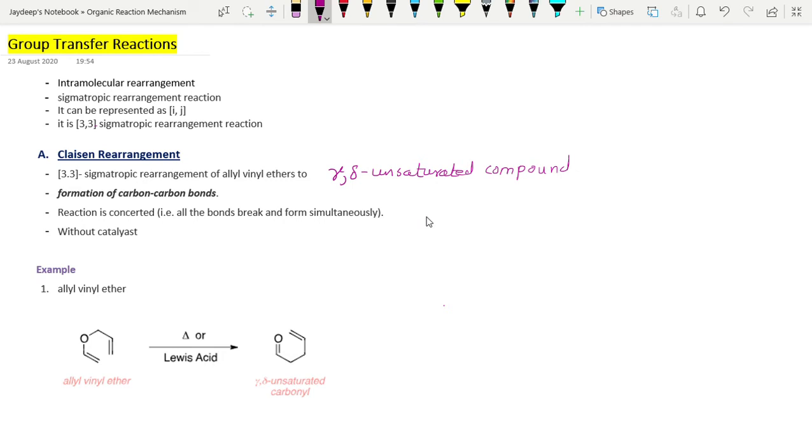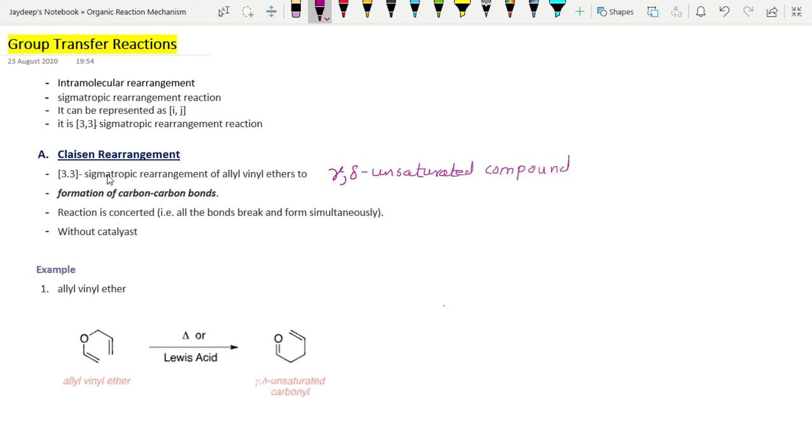Now let us consider group transfer reactions. The group transfer reactions are intermolecular sigmatropic rearrangement reactions in which a group other than hydrogen is migrated, and it can be represented as [i,j], where i and j both are equal to 3. So it is represented as a [3,3] sigmatropic rearrangement reaction. Under the group transfer reactions, two important classes are there: Claisen rearrangement and the Cope rearrangement.